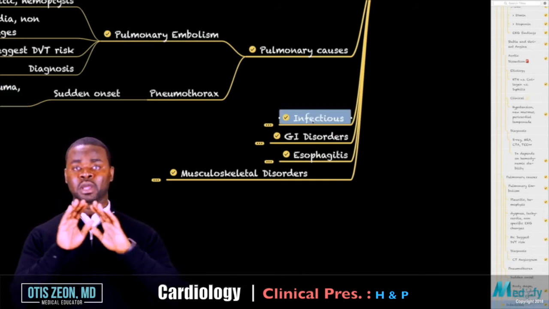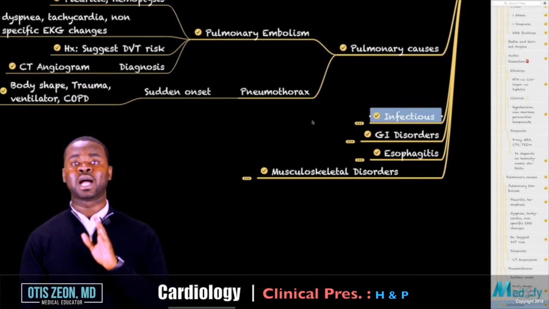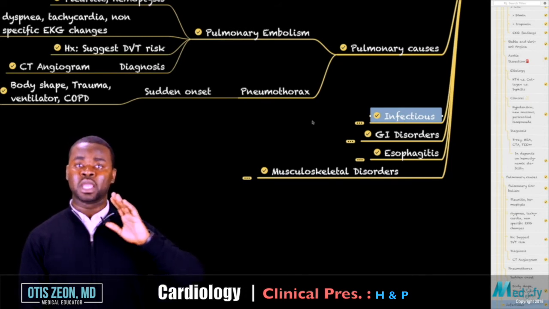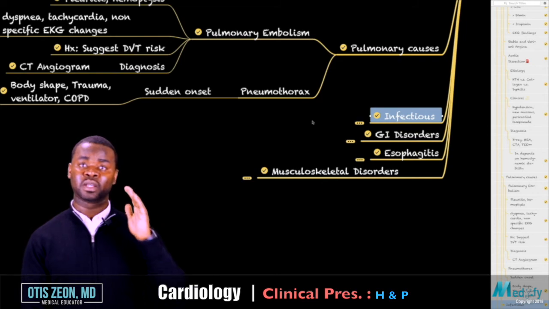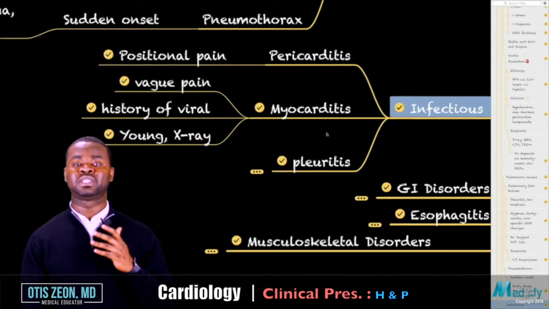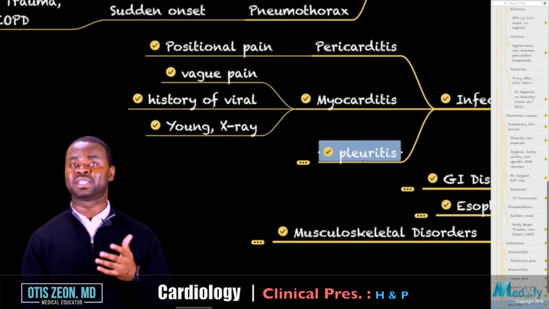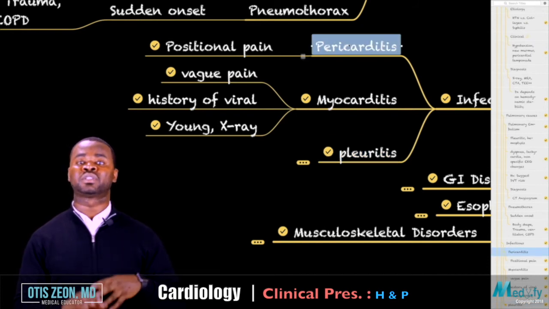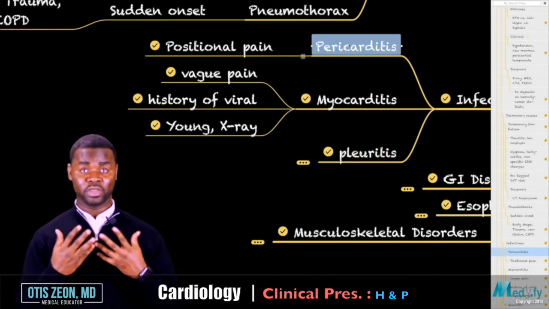Again, remember, our goal here is simple. Our goal is to rule out the most acute causes of chest pain, or the most fatal causes of chest pain, and then go down the list. So infectious causes, we say pericarditis, myocarditis, and pleuritic chest pain. In pericarditis, we are talking about an infection around the heart within the pericardial sac.